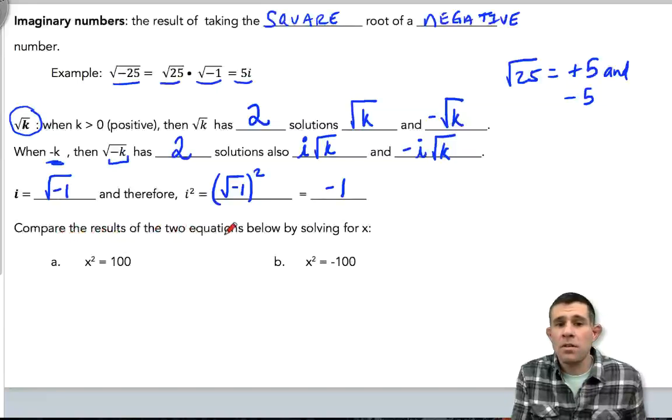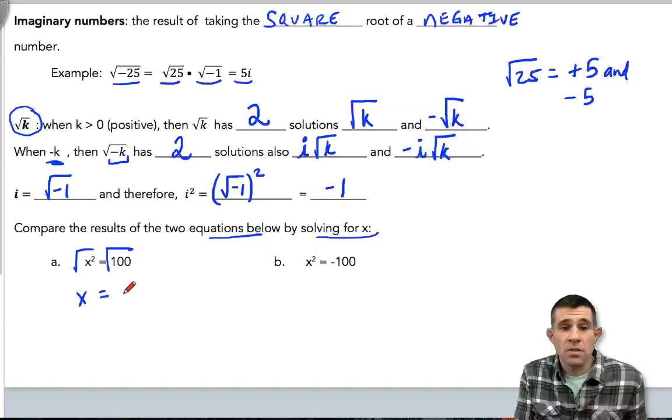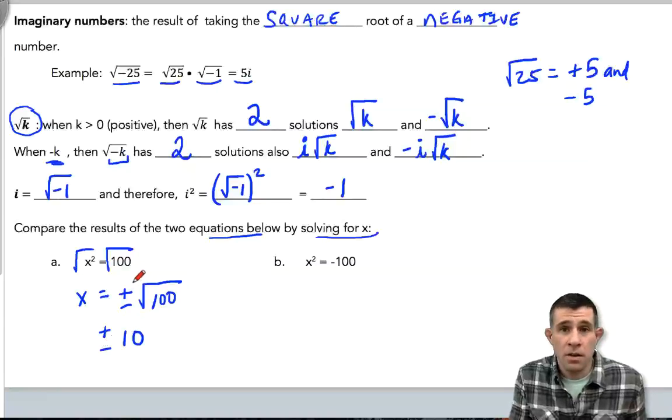Okay, let's compare the results of these two equations by solving for x. In example A here, we have x squared is equal to 100. In other words, if I square some value for x, I should get 100. Well, in order to solve that, I'm going to take the square root of both sides. So the square root of x squared is x, and the square root of 100, as we just talked about up here, should have two solutions. It should be both the positive and the negative values of the square root of 100, which we know is 10. So our two solutions here are positive and negative 10. In other words, if I were to square positive 10, I'd get 100. If I were to square negative 10, I would also get 100.